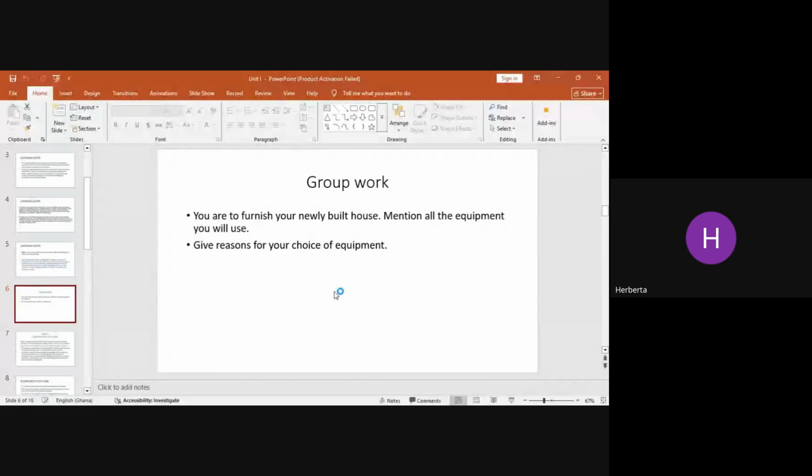So you are to furnish a newly built house. Mention all the equipment you will use and give reasons for your choice of equipment.